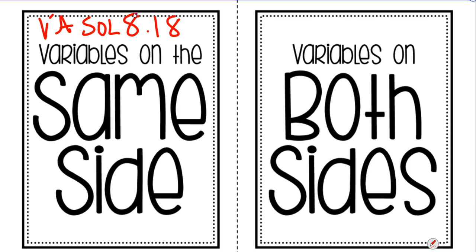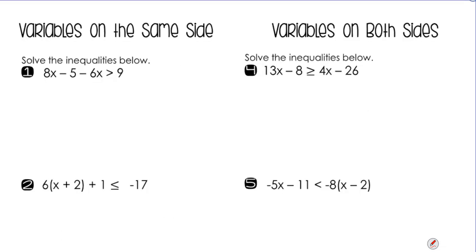The SOL for this is 8.18, Virginia SOL 8.18, which is solving, graphing, and writing multi-step inequalities. So you should have your foldable, and you should fold the part on top that has the different types of problems that we're going to be going over in class today. So let's go ahead and get started with variables on the same side. We're going to look at these examples together and you're going to copy them in your notebooks.